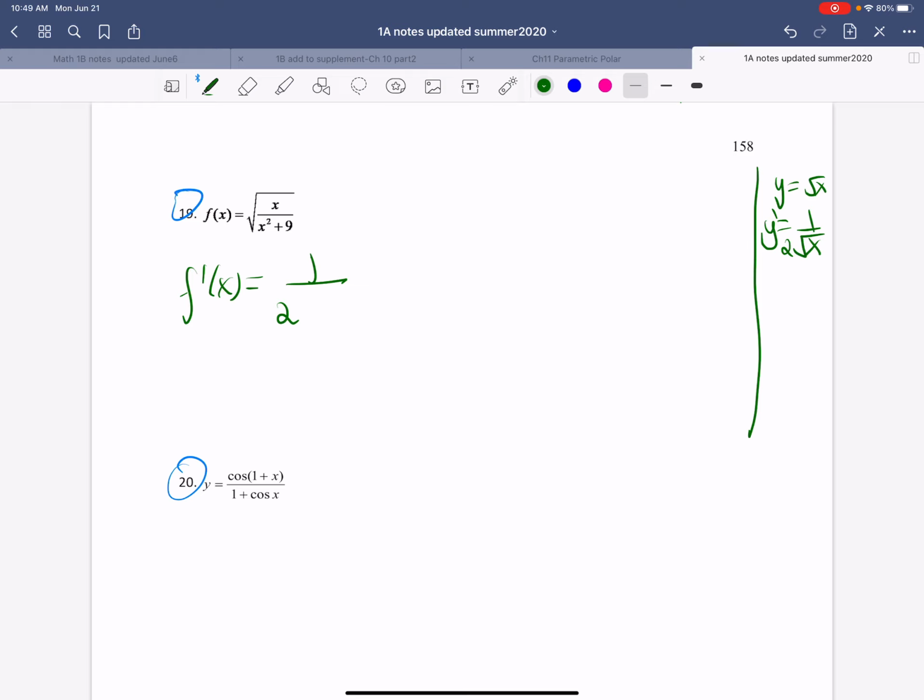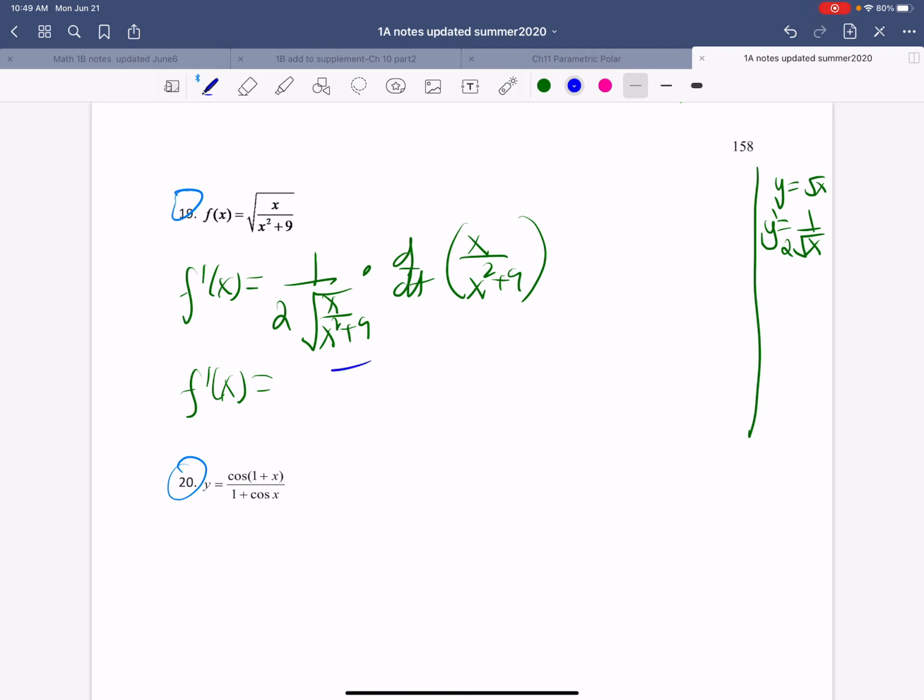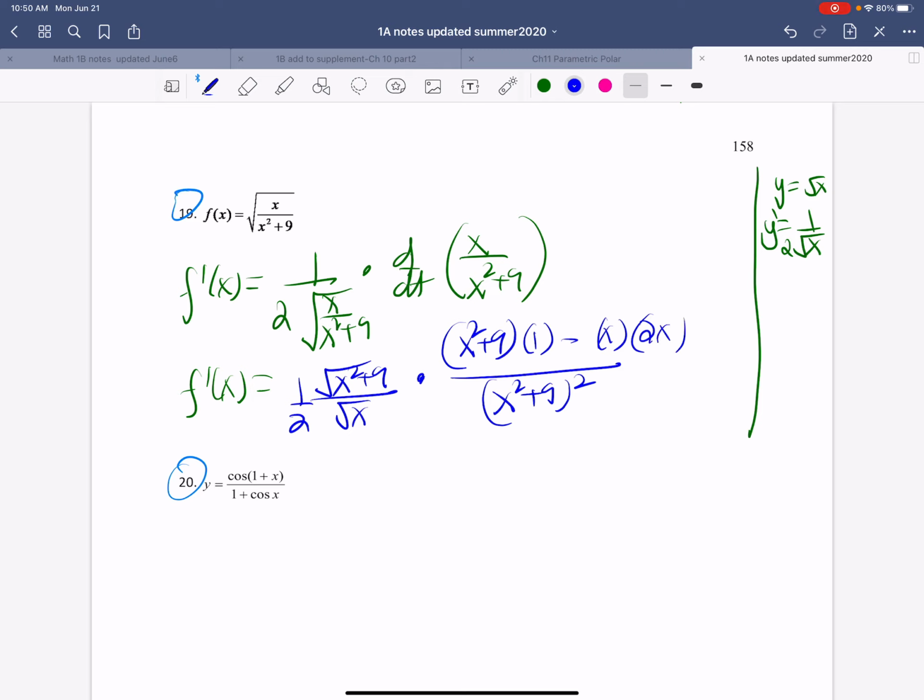So in this case, I'm going to have 1 over 2 square root of x over x squared plus 9 times derivative of inner function, which is x over x squared plus 9. Now, if I write it properly, this is a complex fraction. I can write it as x squared over 9 over square root of x and 1 over 2. And derivative of x squared plus 9 in the denominator and x in the numerator would be low quotient rule: lower d higher, lower term times derivative of higher term minus higher term times derivative of lower term.